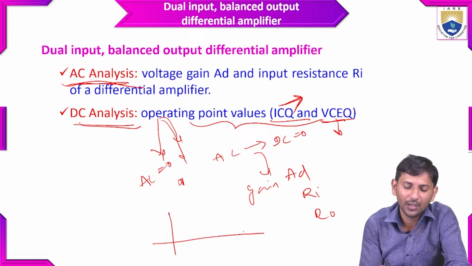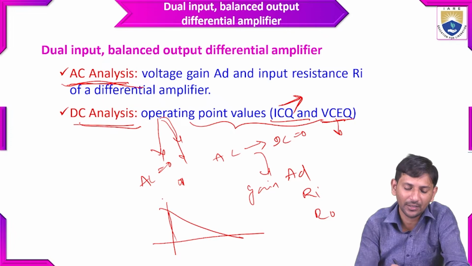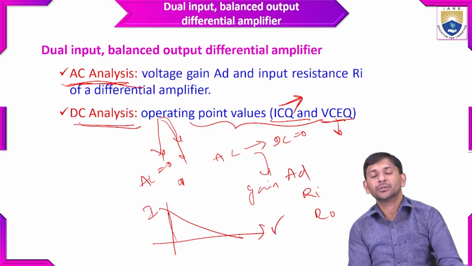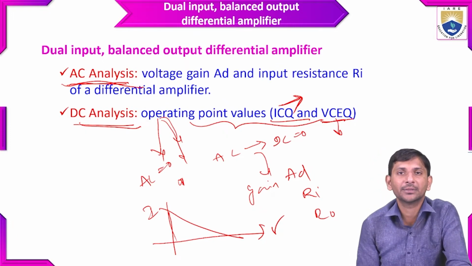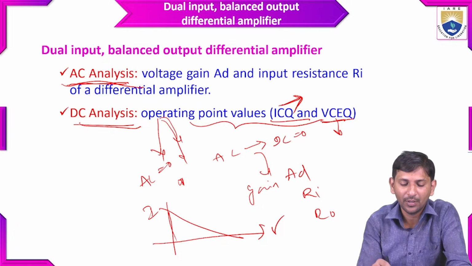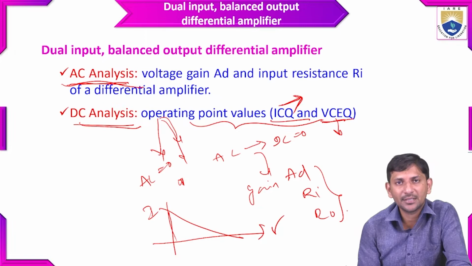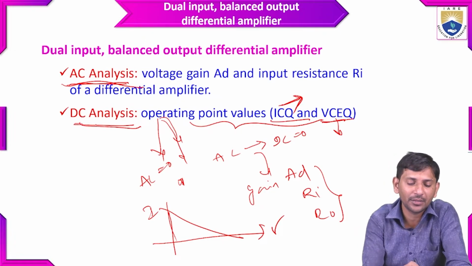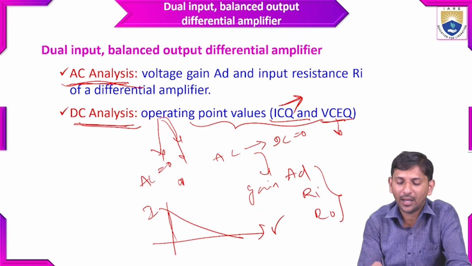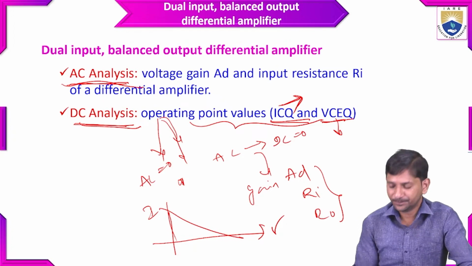Where the transistors are operating, in terms of current versus voltage, is given by the operating points. So that analysis we are going to do in the dual input balanced output differential amplifier. In our AC analysis, we have to measure gain, input resistance and output resistance, and coming to the DC analysis, we have to derive the values for ICQ and VCEQ. That we will do.